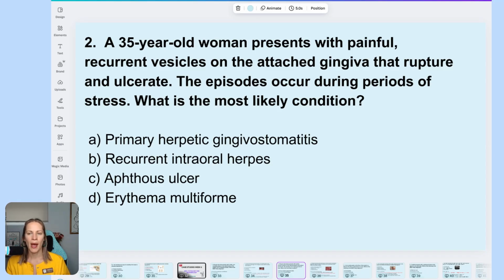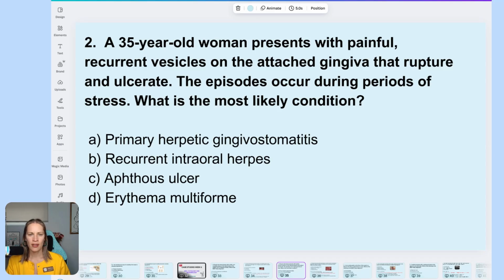But this is where we go back to the question, what is the age? 35-year-old woman presents with painful recurrent vesicles on the attached gingiva. So you have to know where the attached gingiva is. It's just basically above the teeth or below the teeth if you're looking at the bottom arch. So these vesicles are recurrent, so they keep coming back, they rupture and they ulcerate. So there's a key oral pathology here of something that's going to rupture and ulcerate.